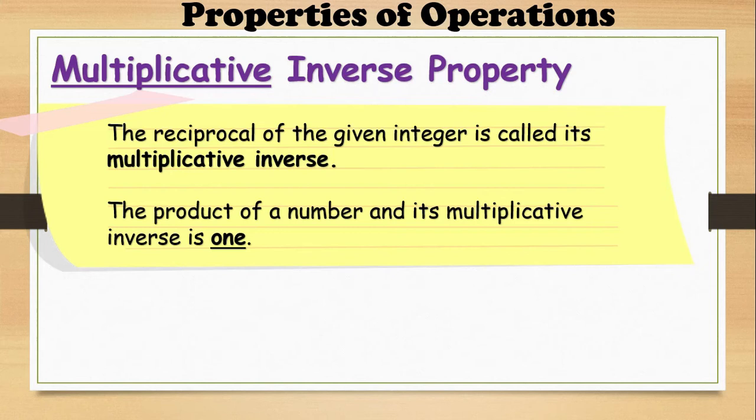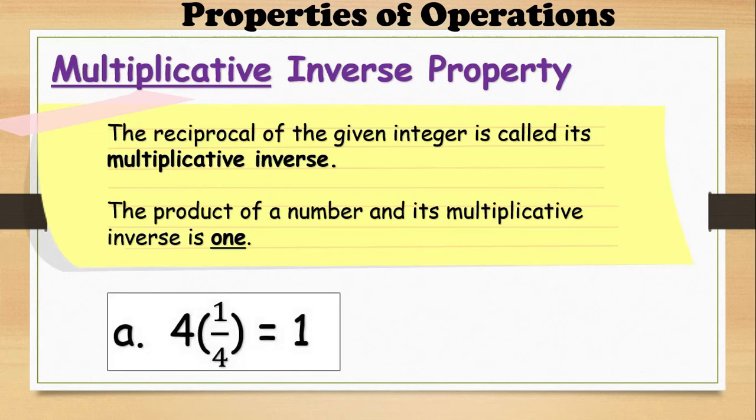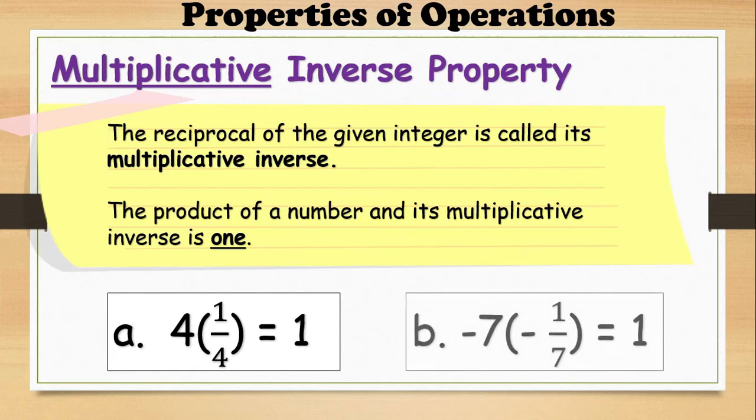So let's have examples. We have 4. Ang multiplicative inverse niya ay 1/4. So kung pinag-multiply natin, magiging 1. Next, negative 7. Ang multiplicative inverse niya ay negative 1/7. So it is also equal to 1. And that is the multiplicative inverse property.